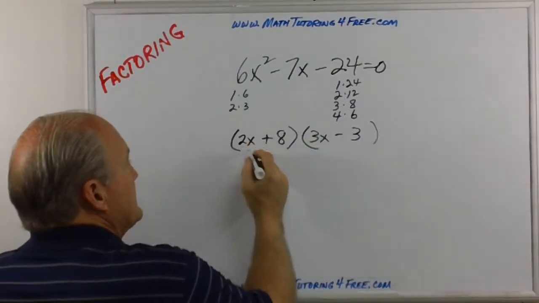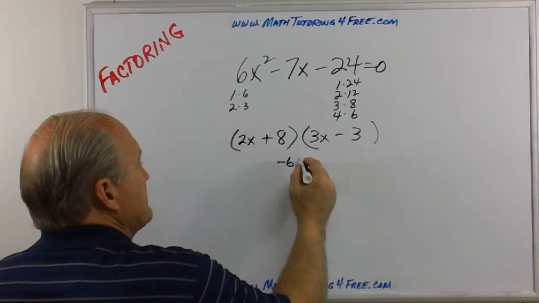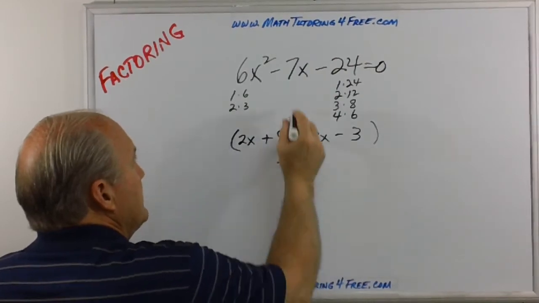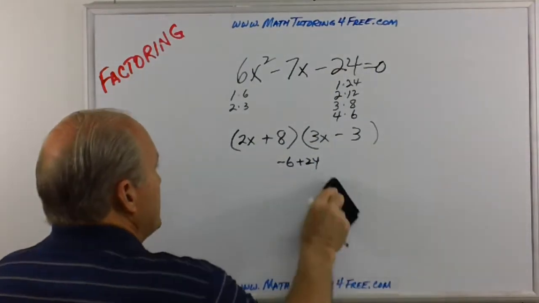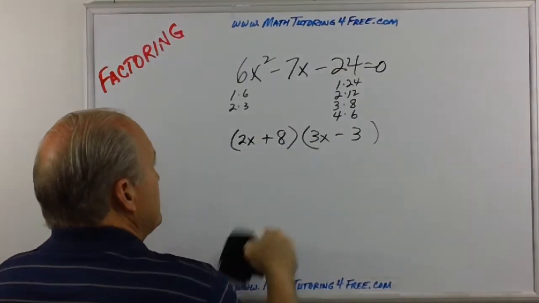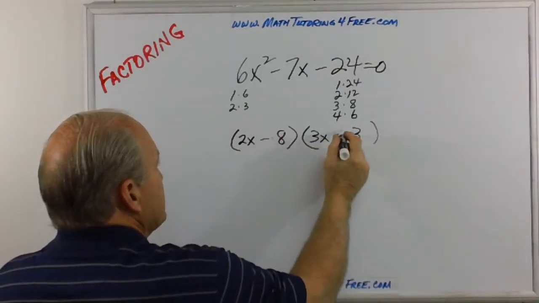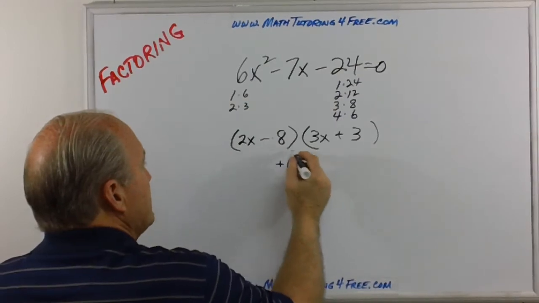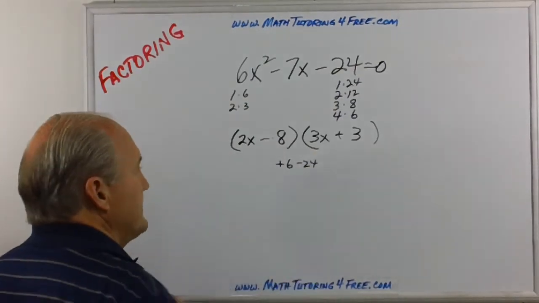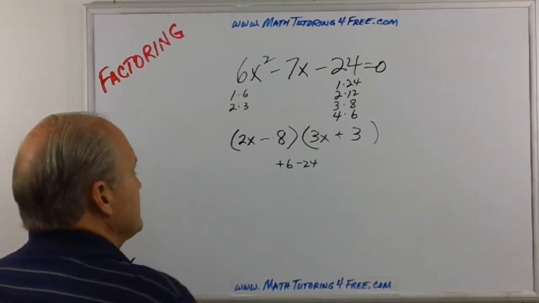Let's try this positive and this negative. What do we get? 2 times 3 is a negative 6. 3 times 8 is a positive 24. No way does that equal 7. So how about, what if we change the signs? Let's make this negative and this positive. We've got a plus 6 now and a negative 24. That doesn't help at all, does it? So that doesn't work.